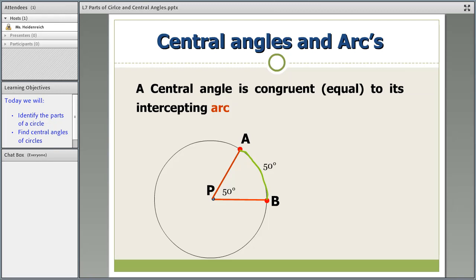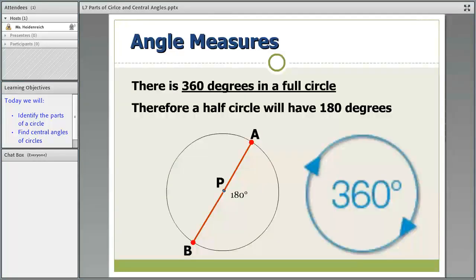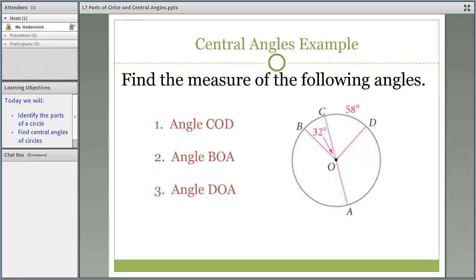Okay, so now we're going to talk a little more about that arc and the central angle. So the region that is created by that central angle or by the two radii and an arc is called a sector. So that's the region of the circle created there. Again, like I was saying before, there are 360 degrees in a full circle. So if you go all the way around the circle, that's 360 degrees. Half of a circle is 180 degrees.